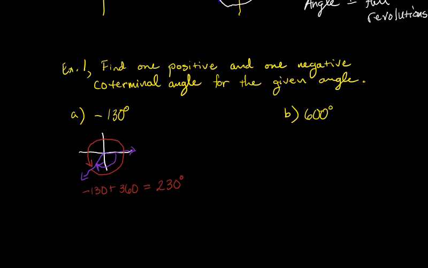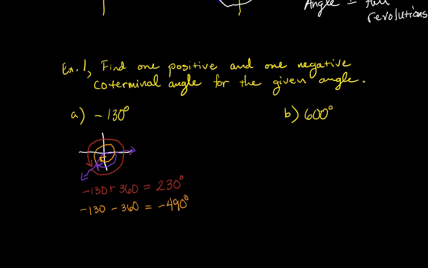If I wanted to get another negative number, it's already negative, and so I could keep subtracting, which would go more negative in the negative direction. I could keep subtracting, so negative 130 minus 360 would equal negative 490. And there would be our negative coterminal angle.